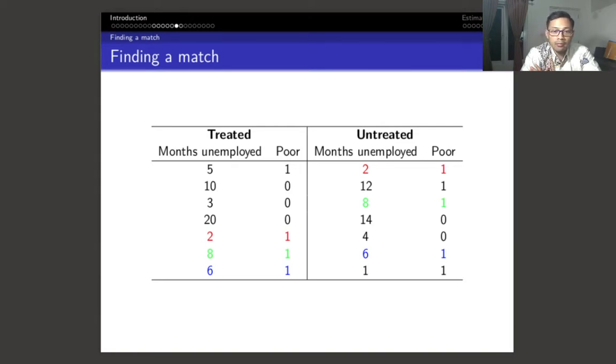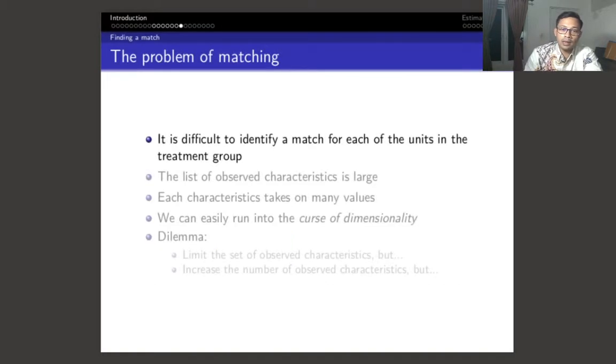And so the issue here is that we won't be able to find a match for each unit in the treatment group. Now, another issue is that the observable that we use for matching was based on the number of months unemployed and poverty status. However, imagine if the list of observed characteristics is large, and imagine that each characteristic takes on many values. So for example, whether or not an individual receives the treatment is going to be determined, or the selection is going to be based on expenditure. Expenditure is going to have continuous value, and so finding a match is going to be very, very difficult.